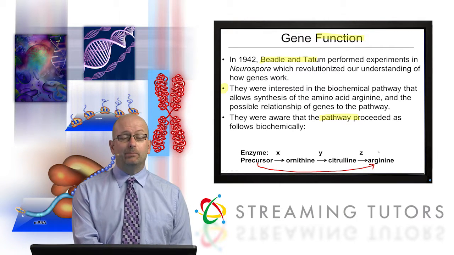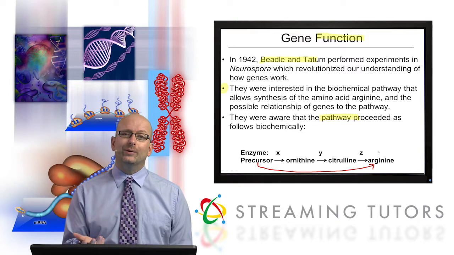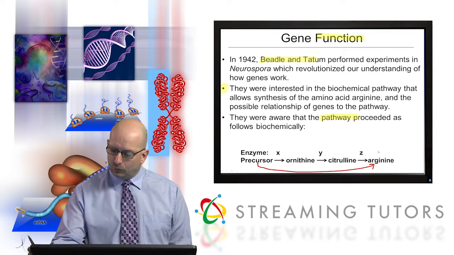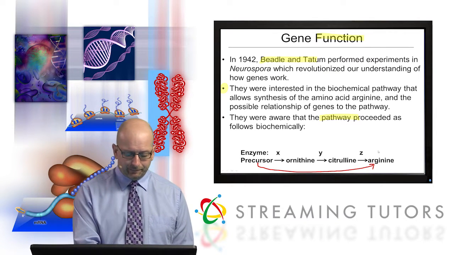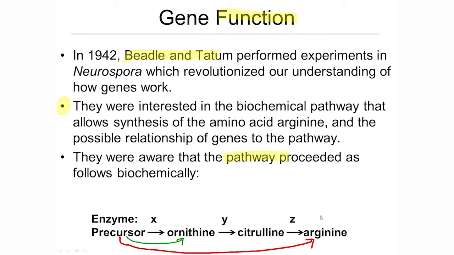Some precursor molecule, which you don't really have to care what it was, was being converted into a substance called ornithine. You could almost think of that as a pre-amino acid. That ornithine was getting converted into citrulline, which is another sort of pre-amino acid, and ultimately the citrulline was being made into arginine. So this was known.